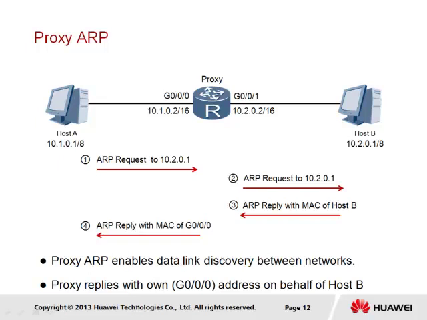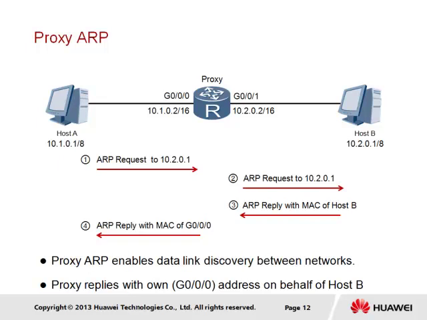We should assume that an ARP request is generated by host A intended for 10.2.0.1. The ARP request is broadcast over Ethernet and ultimately received by the gigabit Ethernet 000 interface of the IP gateway. Instead of discarding the broadcast frame, the gateway will update its own ARP cache and generate a new ARP request destined for 10.2.0.1 that will be broadcast via the gigabit Ethernet 001 interface.